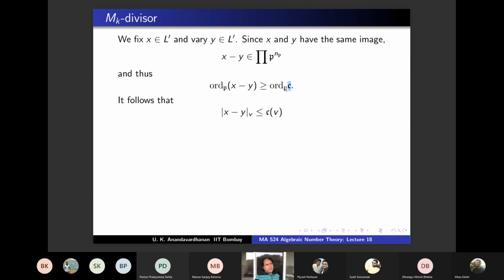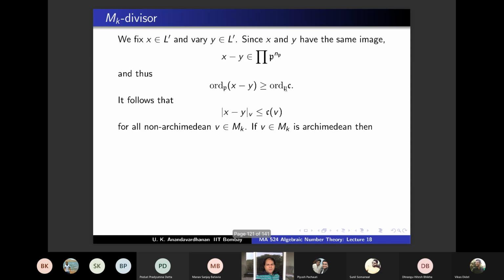is, let us say, mod beta, some element beta, so that mod beta power p, and the order at c is the order at beta. So if order of x minus y is bigger than or equal to order at beta, then mod x minus y is less than or equal to mod beta, but mod beta is CV. So mod x minus y at V is less than or equal to CV, for all the non-Archimedean V.